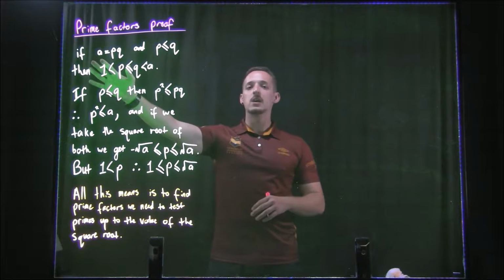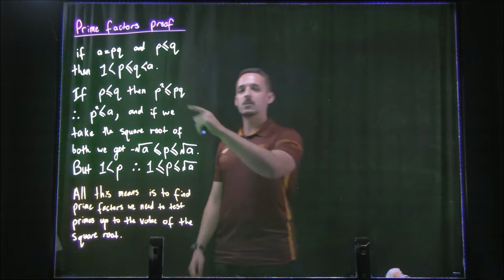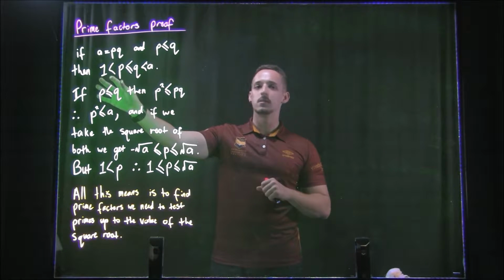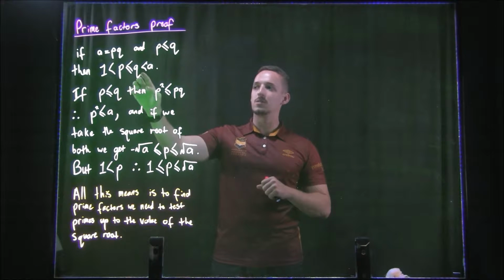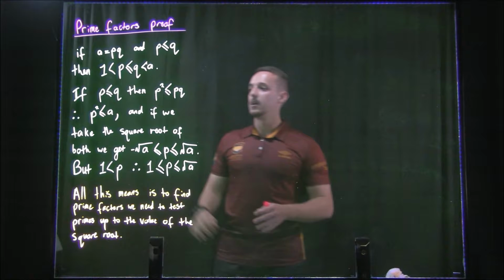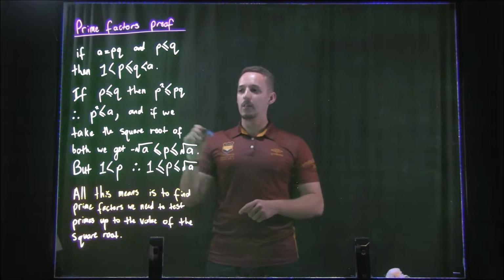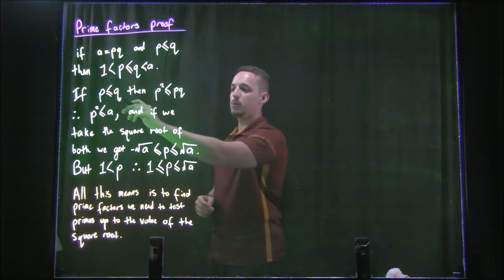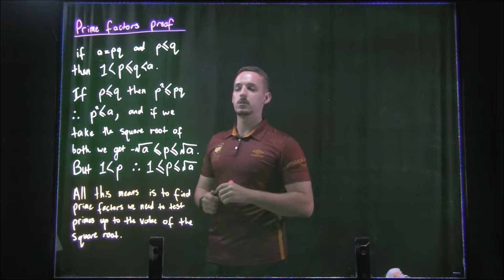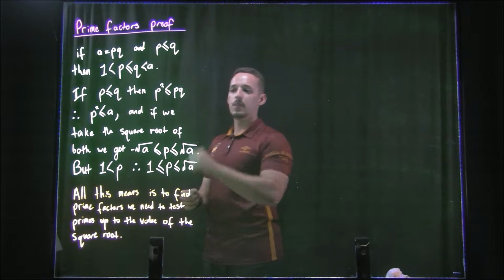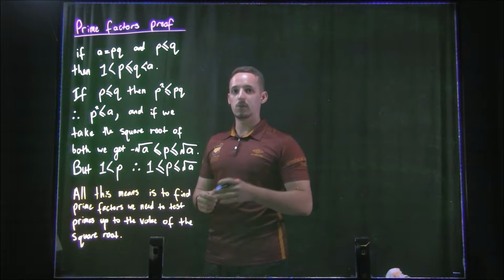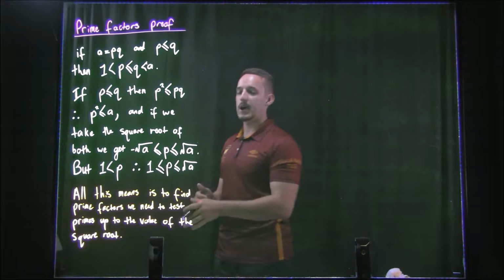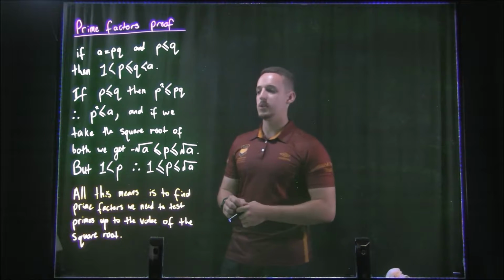So, if A is equal to P times Q, and P is less than or equal to Q, then 1 is less than P, and P is less than or equal to Q, which is less than A. Now, if P is less than or equal to Q, then P squared is less than or equal to PQ. Because if P was equal to Q, then P squared would be P times Q. And if P is less than Q, then P squared has to be less than PQ. Therefore, P squared is less than or equal to A. And A is our composite number in this situation.